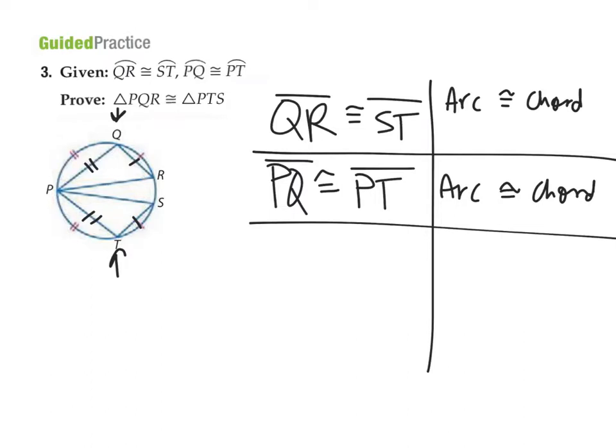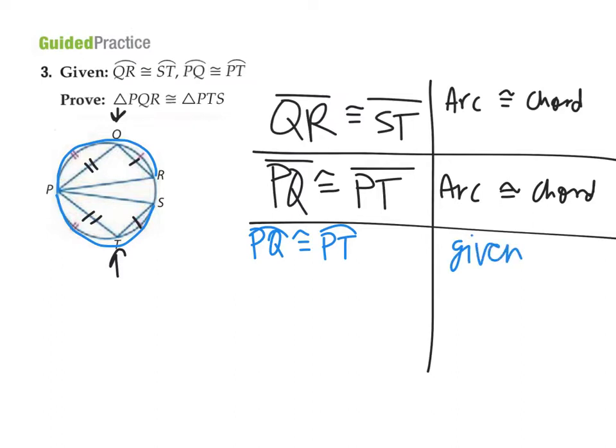Well, what's the arc for PR? That would be this arc right here. And the arc for PS, that would be this arc right here. Is there a way for us to show that those arcs are congruent? There is. Let's start by saying that arc PQ is congruent to arc PT. That is given information.